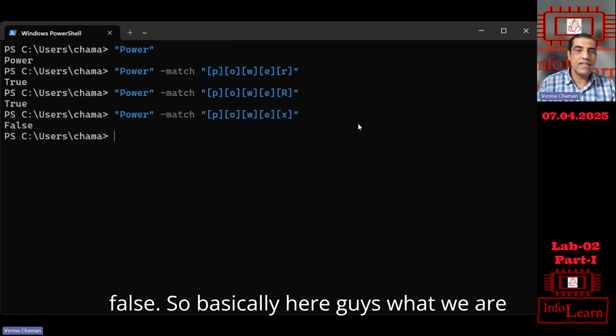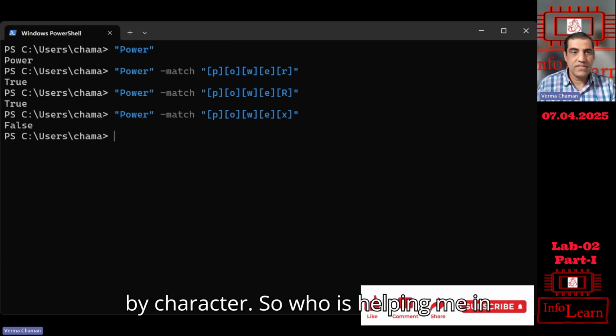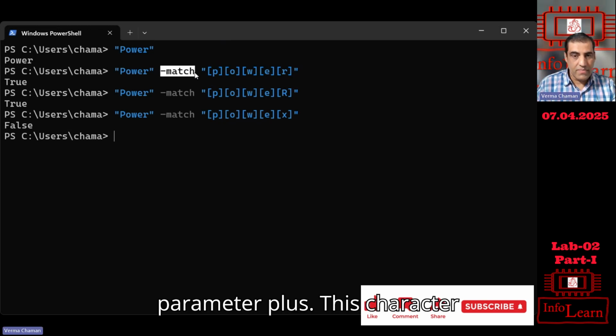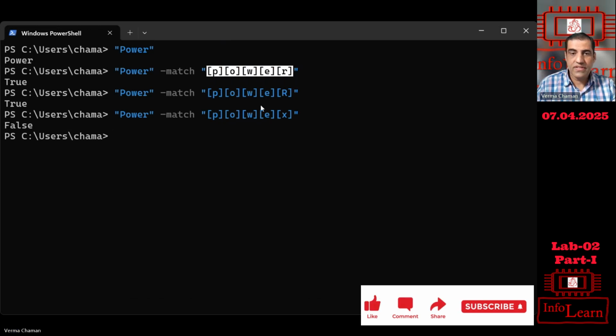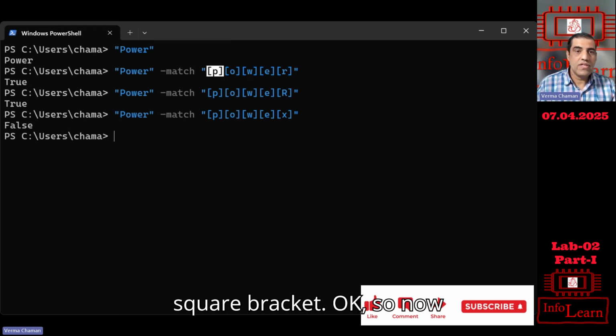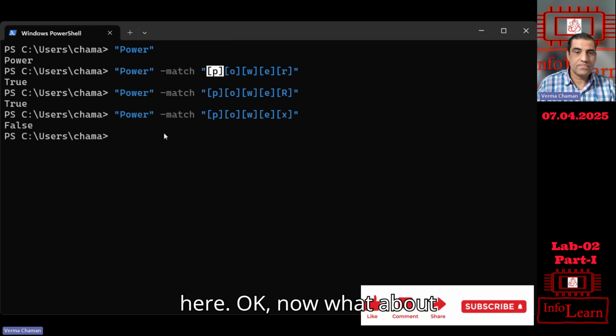So basically here, guys, what we are going to do is work character by character. So who is helping me in this? Only this match parameter plus this character position, with the help of the bracket, or you can say the square bracket. Okay, so now this is the first character set here.